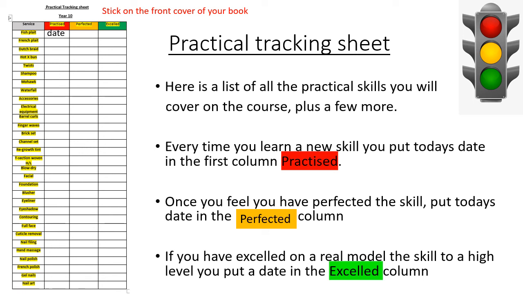If they feel that they've perfected the skill, they can put it in the middle column, which is the amber. And if they think they've really excelled to a really high level that they could teach somebody else and obviously do it on a real person, not just on a mannequin or a block, then they can put it in the green column. So you've got your traffic light system there. I call it the RAG system, R-A-G, red, amber, green.